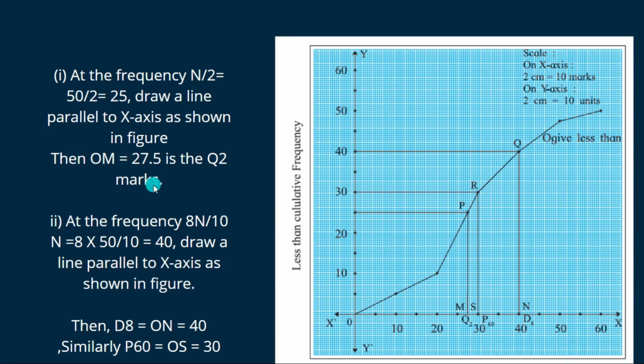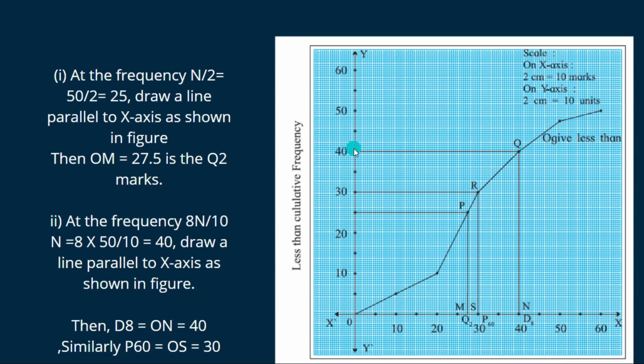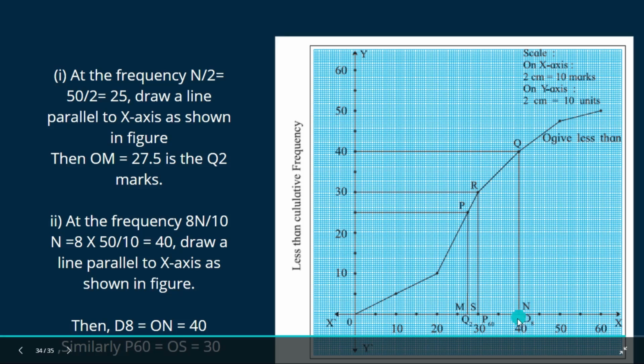And now we have to find decile 8. So 8n upon 10, 8 into 50 upon 10, we get 40. So on the y-axis, go to 40. So here is 40, and draw one straight line like this. When the curve comes, stop and come downwards. When you come downward like this, you have reached exactly 40. So your D8 is 40.